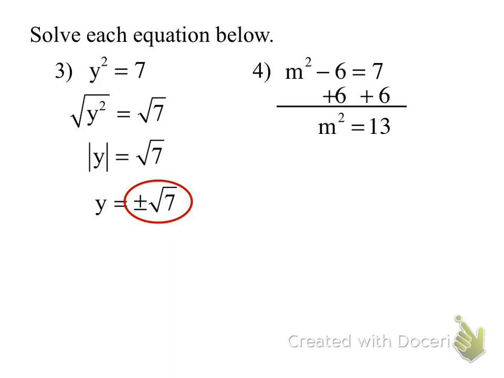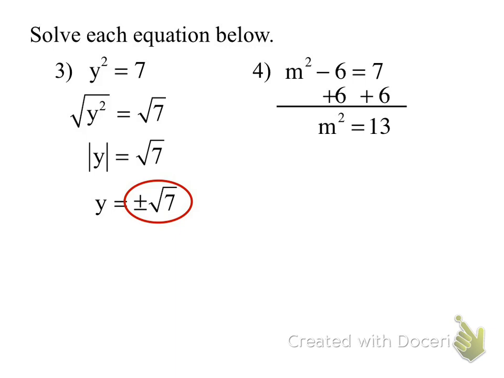And then our next line will read the square root of m squared equals the square root of 13. Okay, so how's it going to be? m equal to square root of 13. I mean absolute value. Let's start from the beginning. What's the next line going to read?